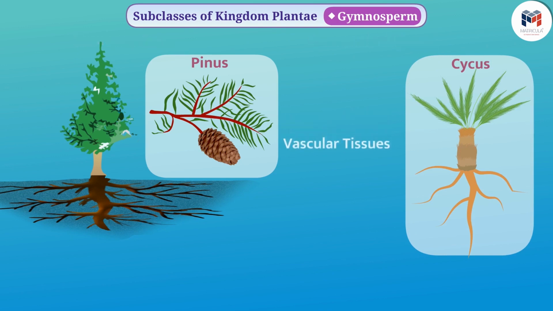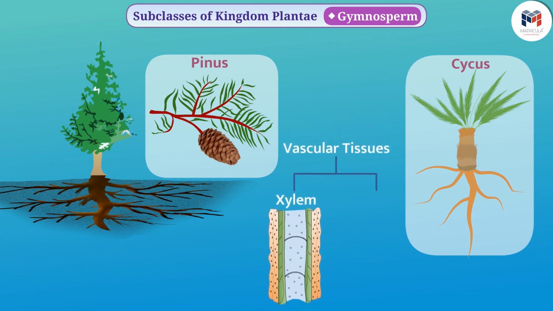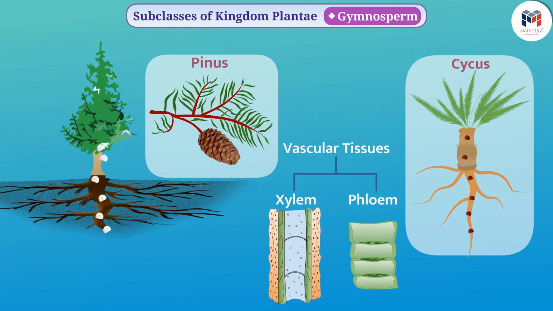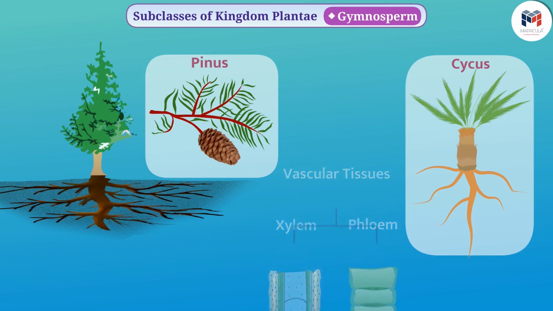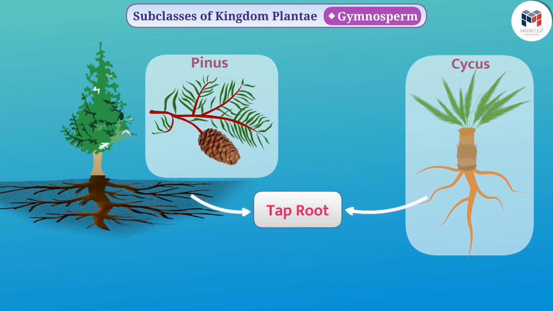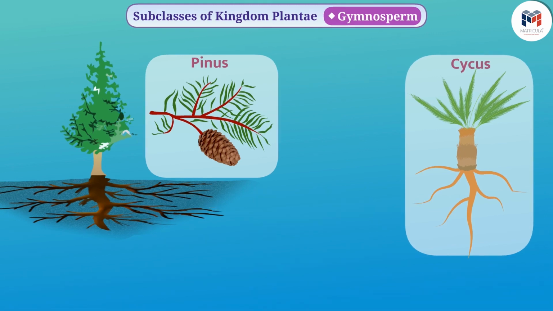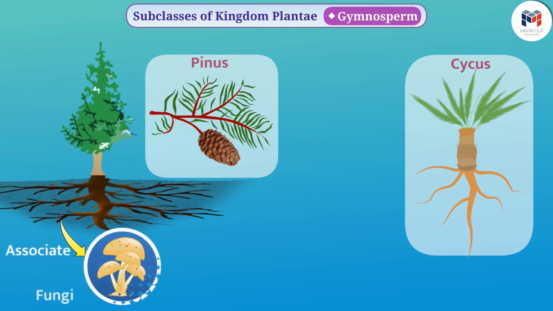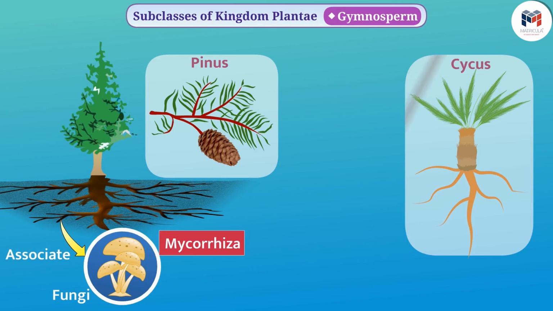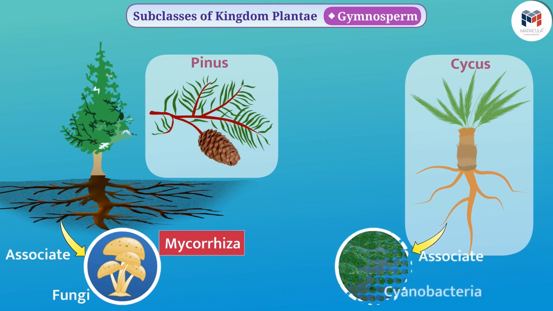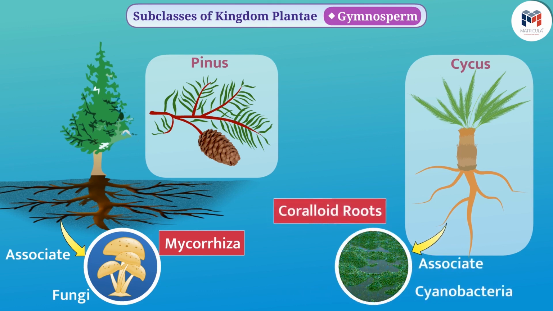They use vascular tissues such as xylem and phloem to transport various substances from one part to another. Mainly, they have taproot. Some gymnosperms, such as pinus, associate with fungi called mycorrhiza. Similarly, some gymnosperms, such as cycas, cooperate with cyanobacteria in structures called coralloid roots.